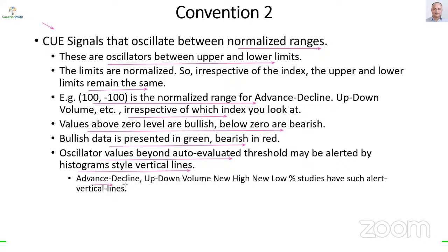Where can we see this? Advance decline, up down volume, new high low percentage studies have such alert vertical lines. We don't need to know the threshold. We may just note whether there is a vertical line or not, and then we know that it is at an extreme high or extreme low level. We'll go through the charts later. I'm just explaining the convention, and then we'll see exactly how they are plotted.